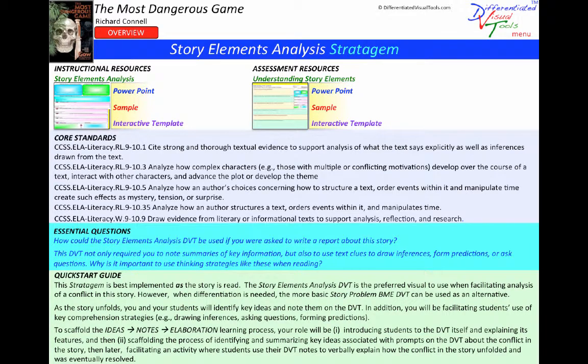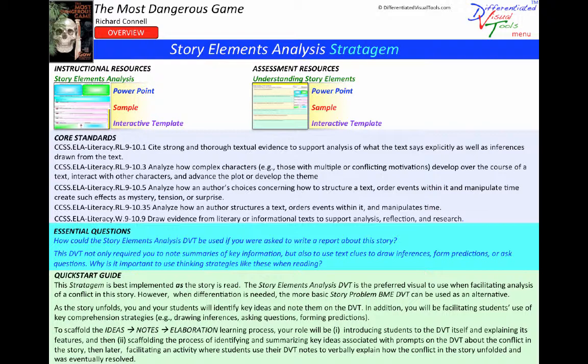The story elements analysis stratagem is used during the reading of the story. We recommend that initially you read the story aloud to students as they read along. Later on, as we move into this module, students will be reading the story to themselves or with each other. But initially, we suggest that you read it aloud as students read along.